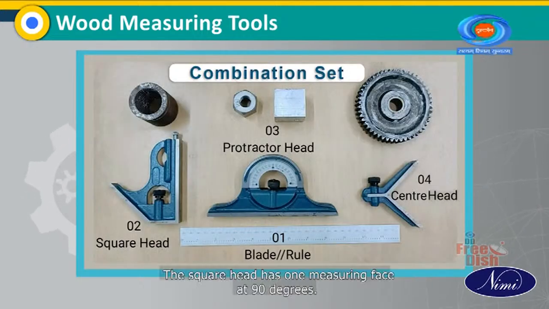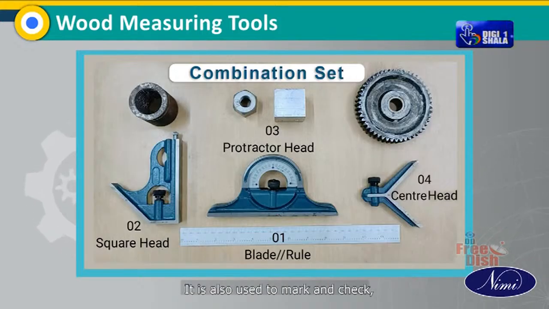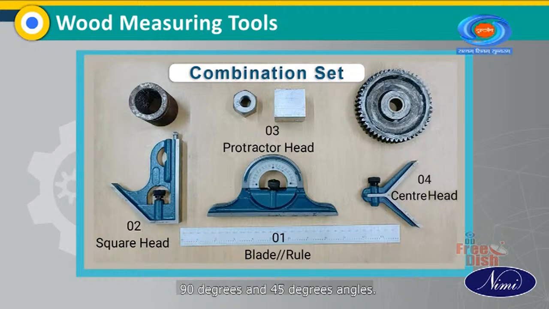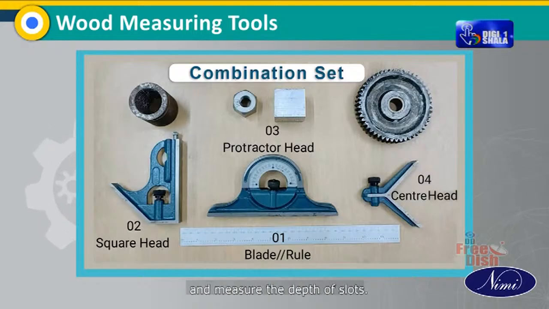Square head. The square head has one measuring face at 90 degrees and another at 45 degrees to the rule. It is also used to mark and check 90 degrees and 45 degrees angles. It can also be used to set workpieces on the machines and measure the depth of slots.